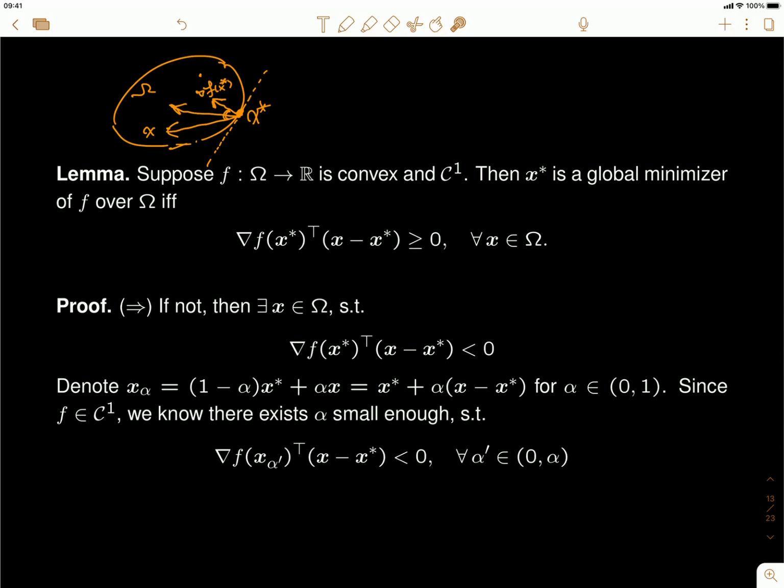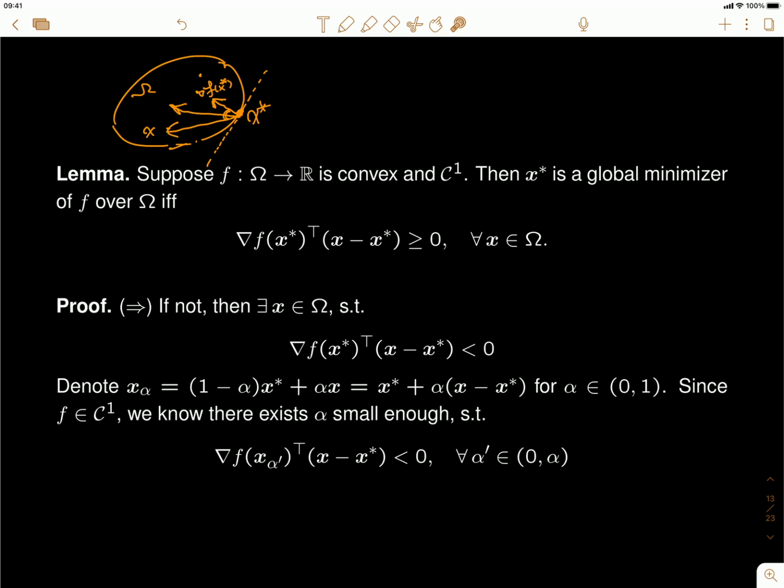If this is not true, that means there exists some x in omega such that this is less than 0. And if this is the case, we can define x alpha to be the convex combination of x star and this point that we found. It can be written in another way: x star plus alpha times x minus x star.